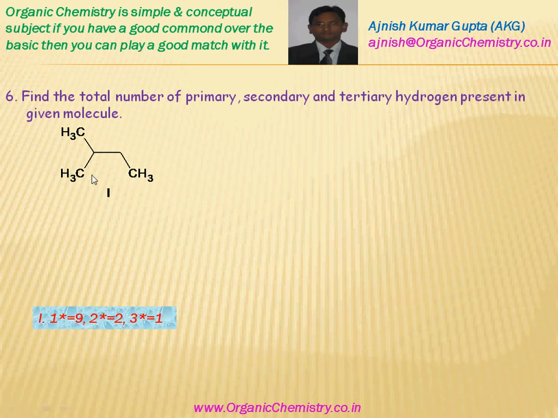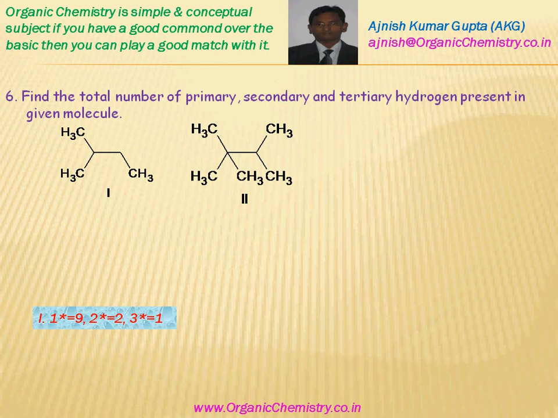For this molecule, this is primary carbon, primary carbon, primary carbon. So 9 primary hydrogen. This one is secondary carbon, so 2 secondary hydrogen. This is tertiary carbon and has 1 hydrogen. So number of hydrogen here is 9 for primary, 2 for secondary and 1 for tertiary.